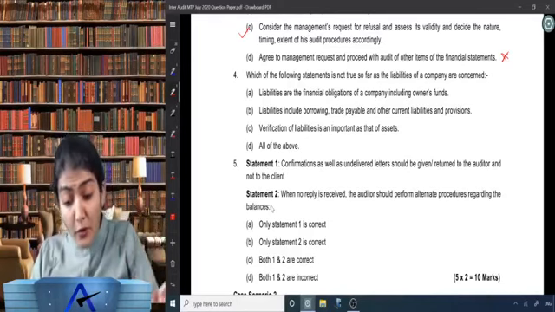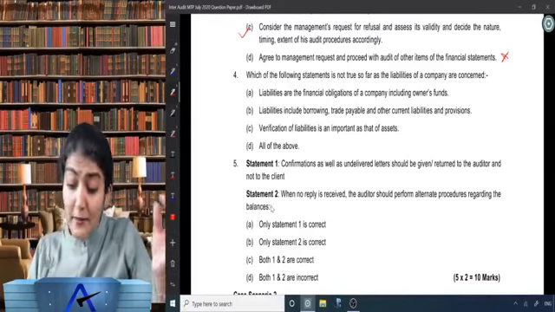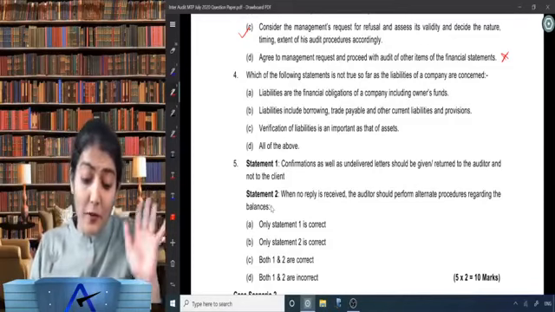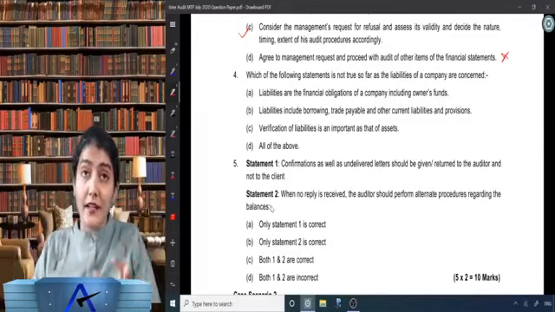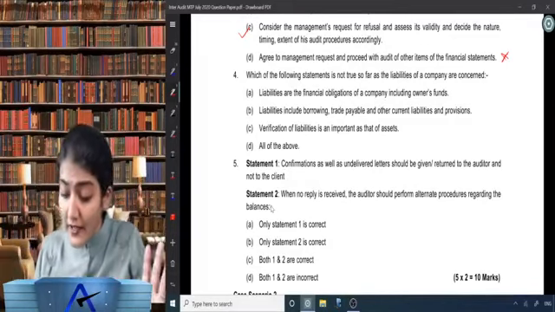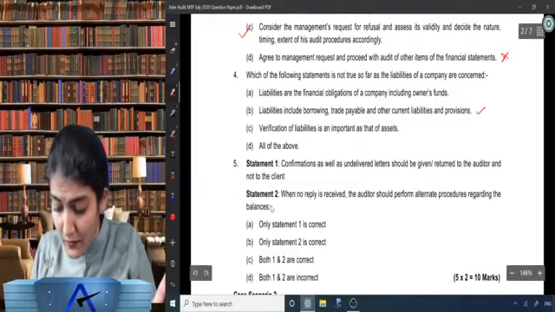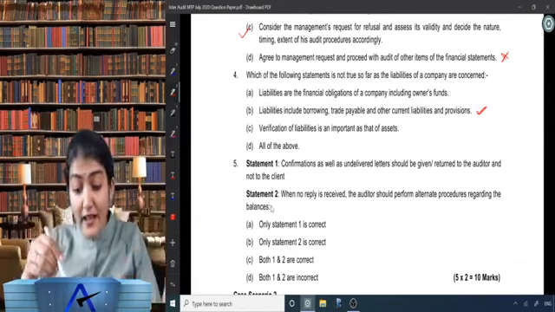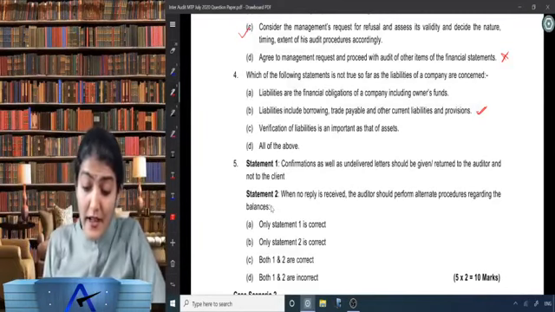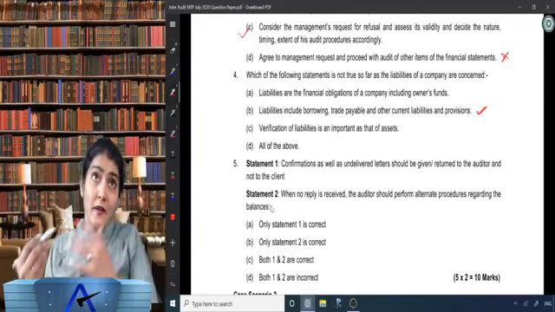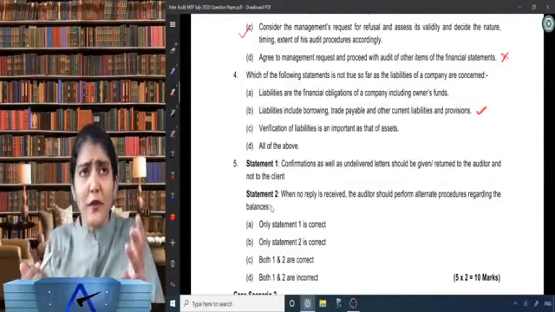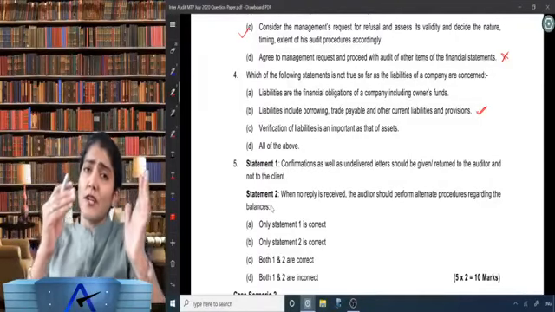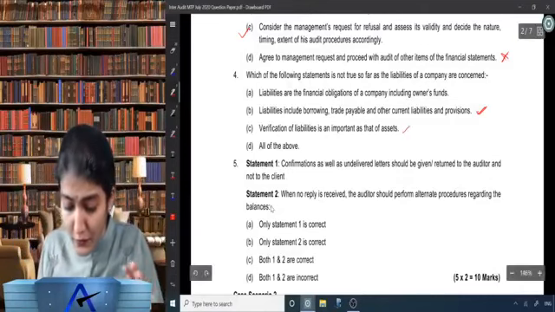Liabilities include borrowing, trade payable, other current liability and provision. I have no doubt about this, so this is true. Verification of liability is as important as that of assets. So equal. In the balance sheet, we need to check the assets also, and we need to check the liabilities also. So this is also true.